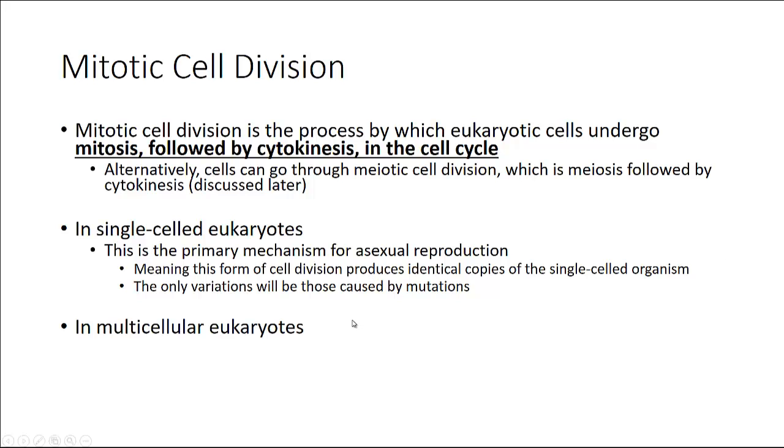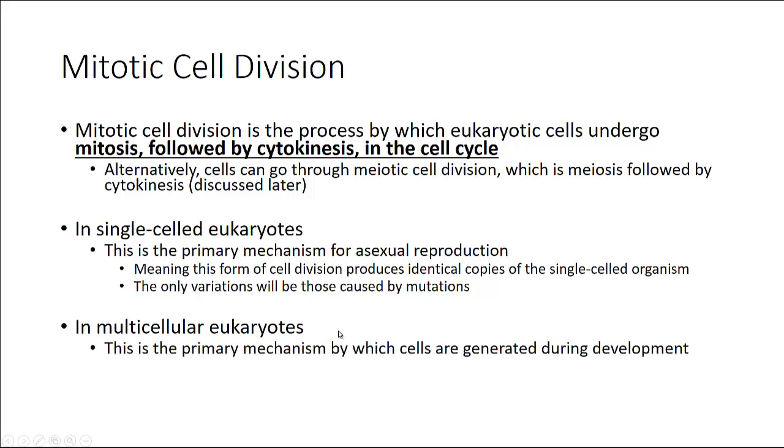Now, in multicellular eukaryotes, it doesn't work the same way. In multicellular eukaryotes, it's a primary means by which cells are generated during development. Now, we start out as a single-celled zygote, which we'll talk about later, which is the result of meiosis. Once we have a cell, we can start to copy that cell to make more cells with mitosis. But we're making copies to make more cells, not to make new species or new members of the population. So we're basically growing our organism by copying the starting cells to make more and more and more cells.